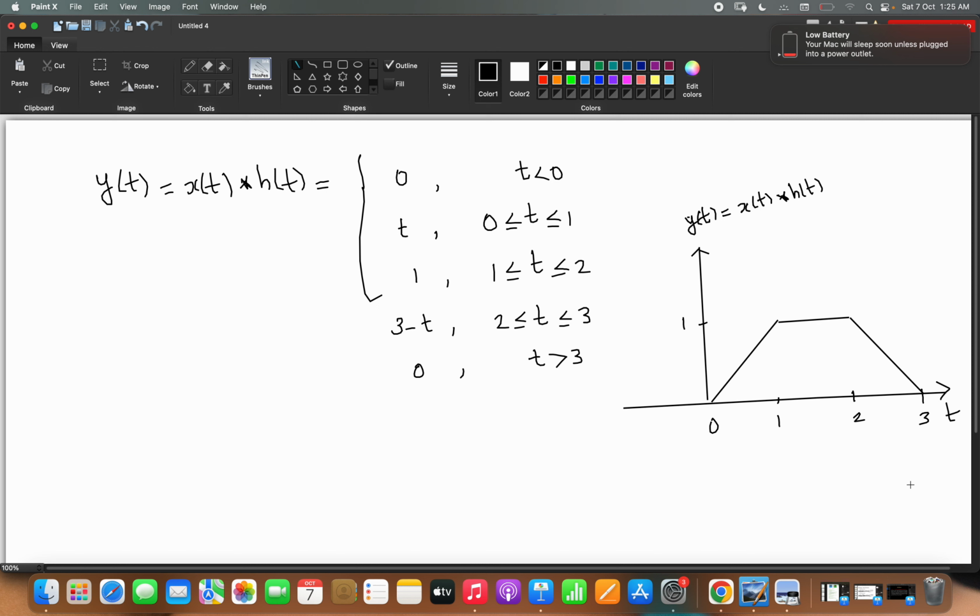Here I solved a basic problem for better understanding of this graphical method convolution technique. I solved a simple problem to understand this concept in a better way. So you can apply the same concept to complex problems too. Thank you all.